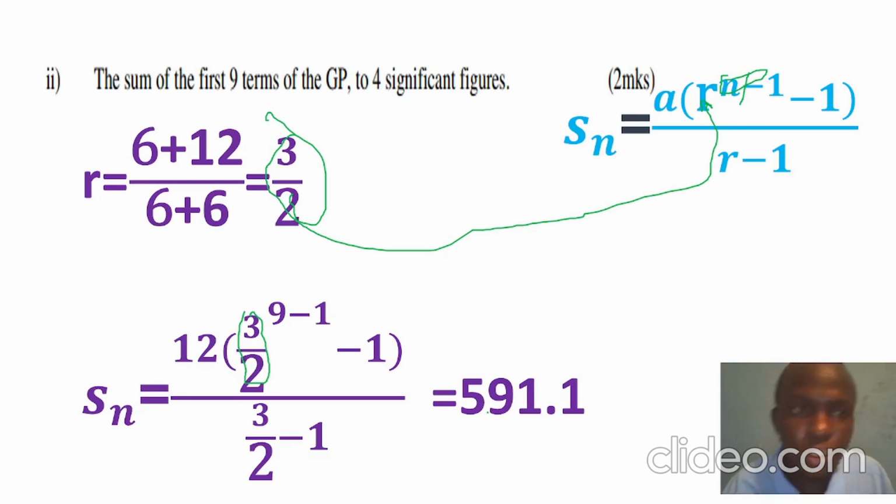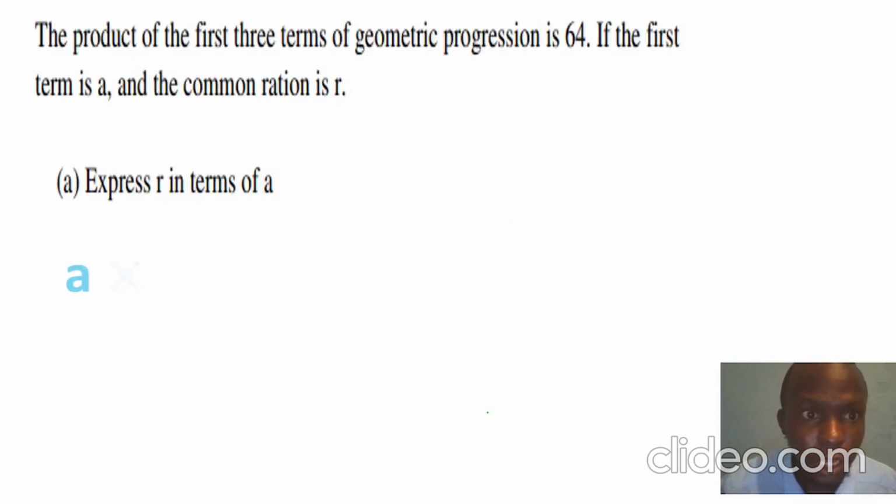That is in 4 significant figures. So let us now go to the next question. The product of the first 3 terms of a geometric progression is 64. The product, if the first term is A and the common ratio is R, express R in terms of A.